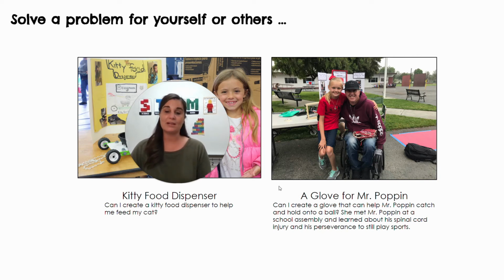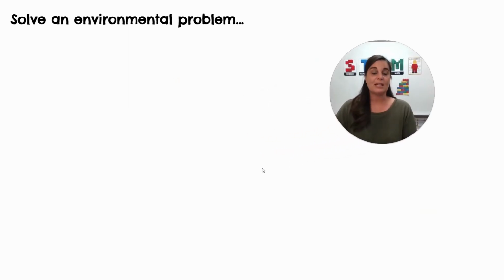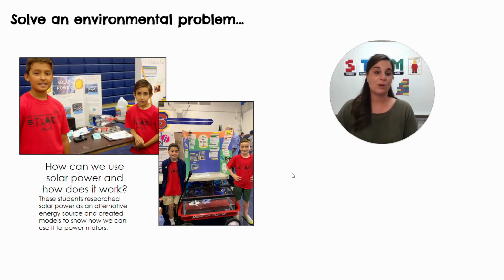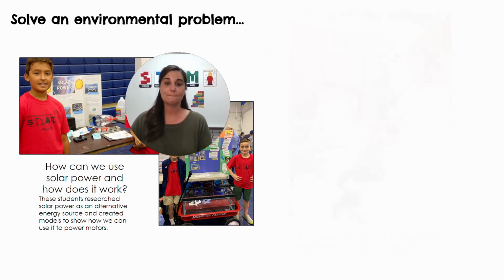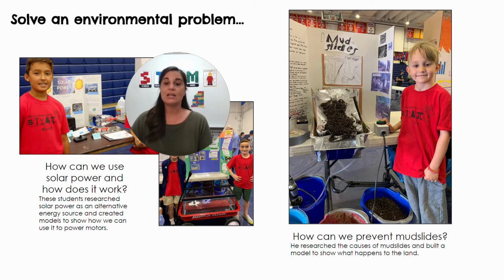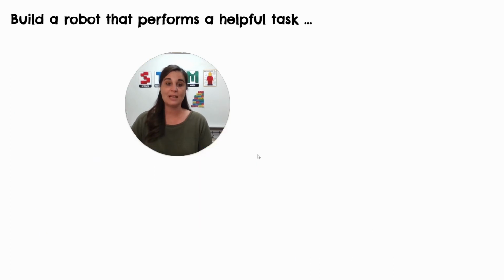She met Mr. Poppin at a school assembly and learned about his spinal cord injury and his perseverance to still play sports. Another type of engineering project is to solve an environmental problem. These kids had a problem that they wanted to solve. They wanted to find out, how can we use solar power and how does it work? These students researched solar power as an alternative energy source and created models to show how we can use it to power motors. And this guy, he wanted to solve the problem of, how can we prevent mudslides? He researched the causes of mudslides and built a model to show what happens to the land.